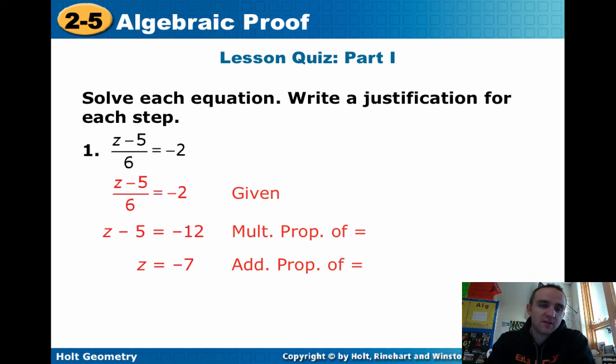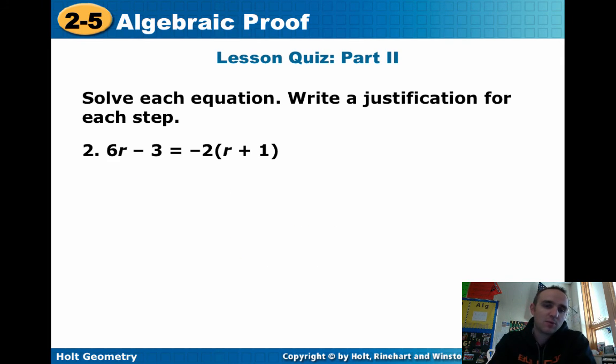All right, so we start with our given. We multiply both sides by 6, the multiplication property of equality. We add the 5, there's your addition property of equality. Good. Remember, the answer isn't necessarily what we're looking for. We're looking for those steps as well. Next, one more. Try it.